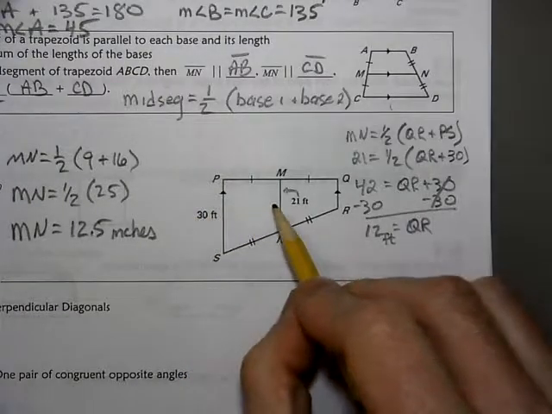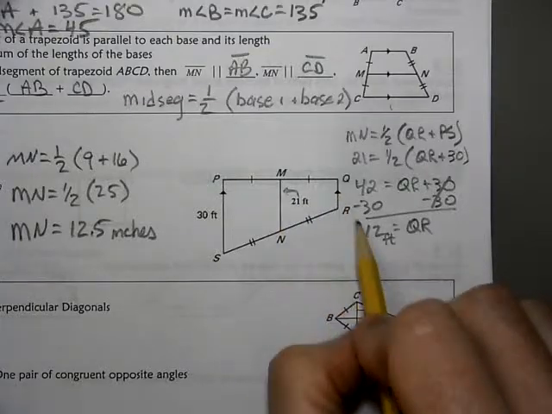You notice that this goes down by 9, and then it goes down by 9 again to get to the 12.